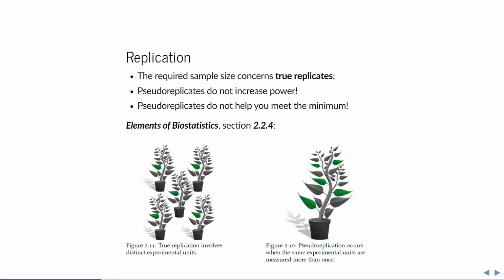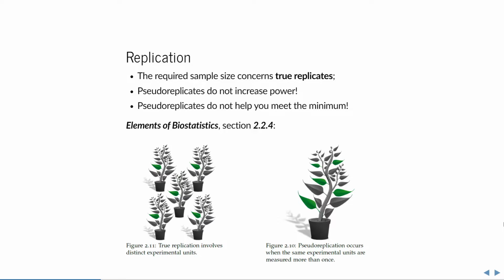So the required sample size always concerns true replicates. So be very careful when you think of sample size. It's not just the number of observations, but it's the number of independent observations. Now, pseudo-replicates don't increase your power, and they also don't help you meet the minimum number of samples. So I've given two examples here from chapter 2.